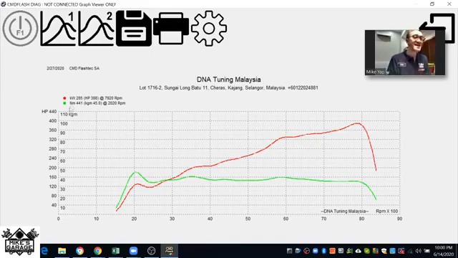Okay, that chart here is kicking out 388 horsepower. Yeah, that is the 4.0 S65 BMW engine. All right, a high-revving engine, as you can see here, at 7,920 RPM.